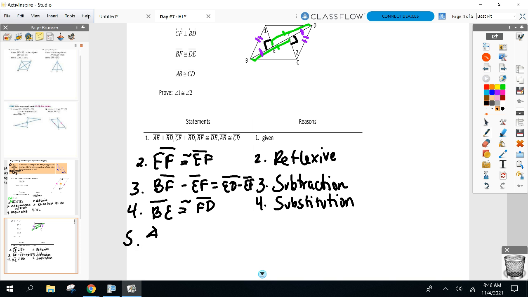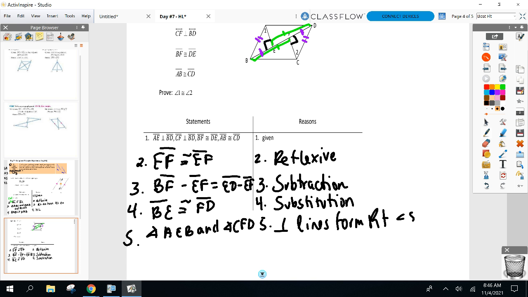Angle. Am I missing? No, I'm not. That's angle AEB and angle CFD are right angles. Perpendicular lines form right angles. Now, if you're just in the habit of saying, oh, next step, I've got to say they're equal, that's fine. But in an HL proof, you don't need to tell me the right angles are congruent, but you can if you want. I'm never going to mark you wrong for it.